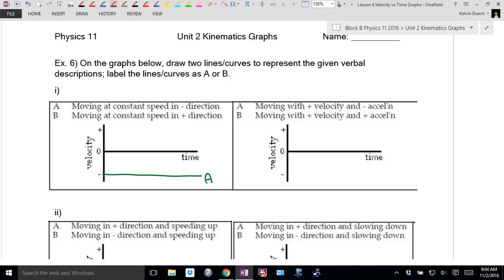B says, moving at a constant speed in a positive direction. I'm going to add one more thing. Slower than A. How would I show slower than A? Not as high up as A is low down. Constant speed, horizontal line. I'll do it in red. So, there. I'm going to do the right-hand one a bit later. I'm going to go down.